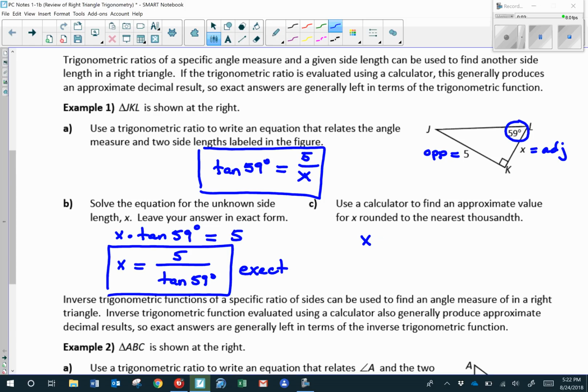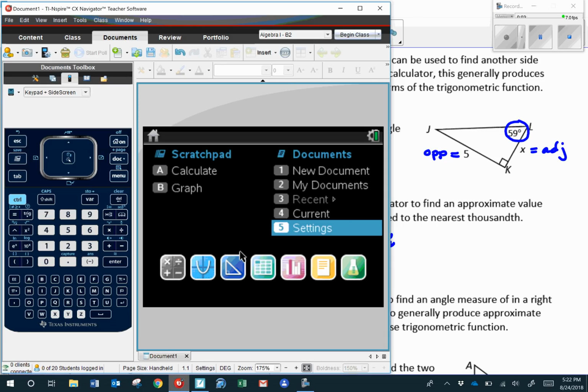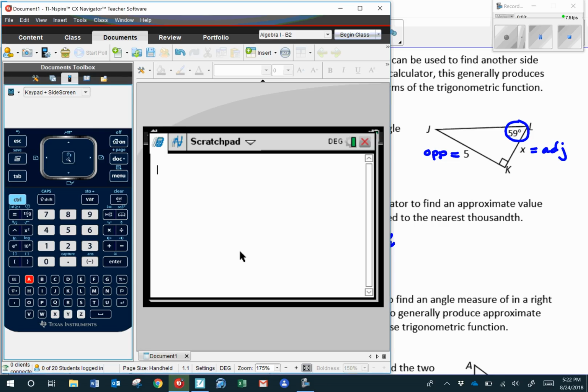We're going to input that to the calculator, and now we're going to get an approximate answer, which will mean that it's rounded off. So in the calculator, we'll type in a scratchpad document. So I'm going to press A to get into scratchpad, and then type in 5 over the tangent of 59 degrees. In order to do this, I'm going to press Control and then divide to get a fraction template.